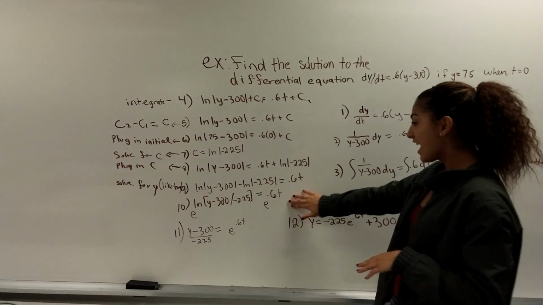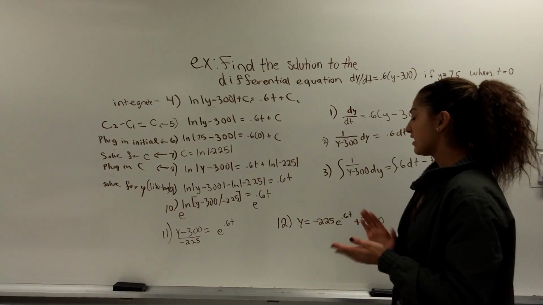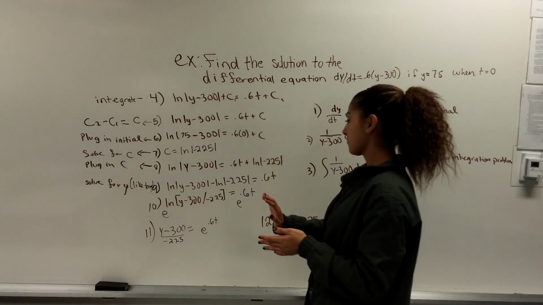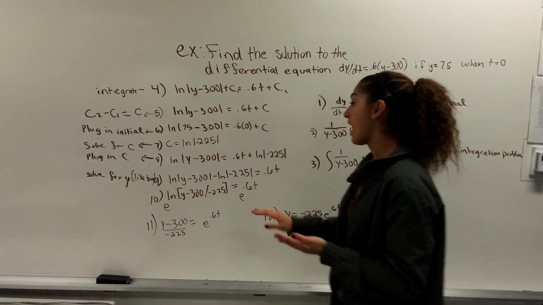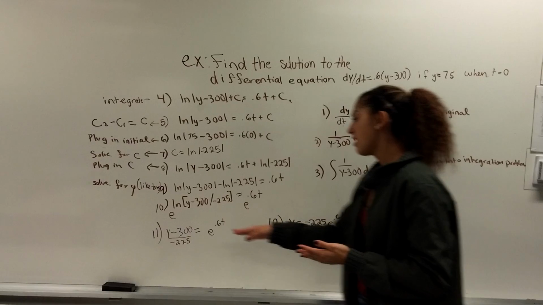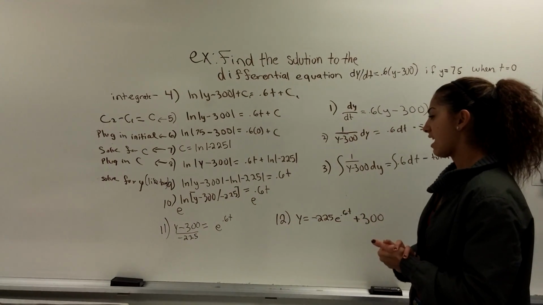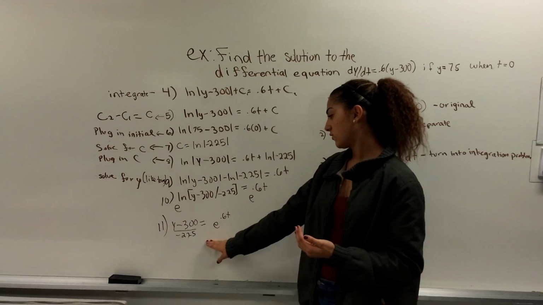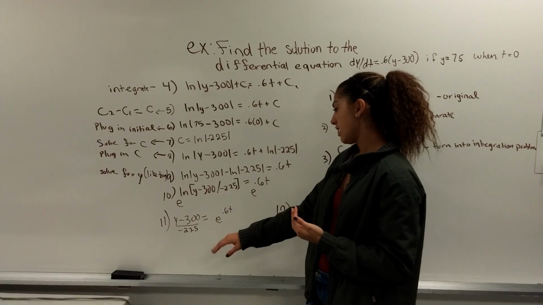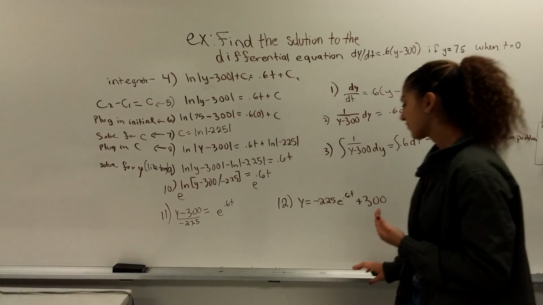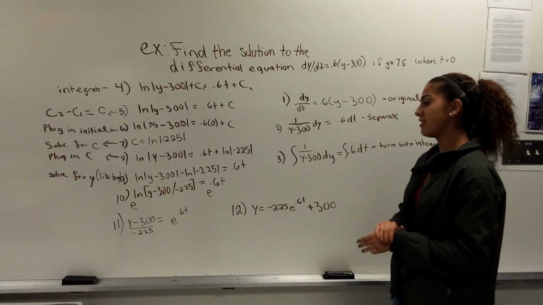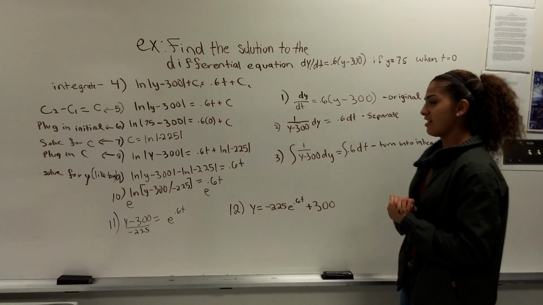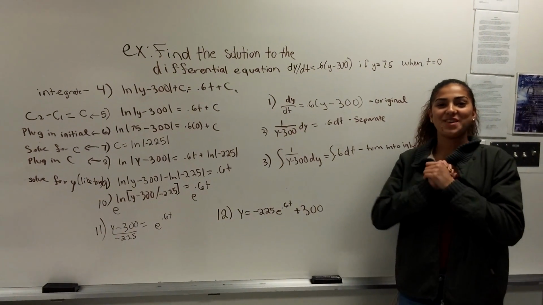For step 10, we are going to get rid of the ln's by canceling them out by raising e to both sides. And then from there, you're going to have y minus 300 over negative 225 equals e to the 0.6t. And then from there, you're just solving for y, cross multiply, and then add 300. And that pretty much sums up separable equations.